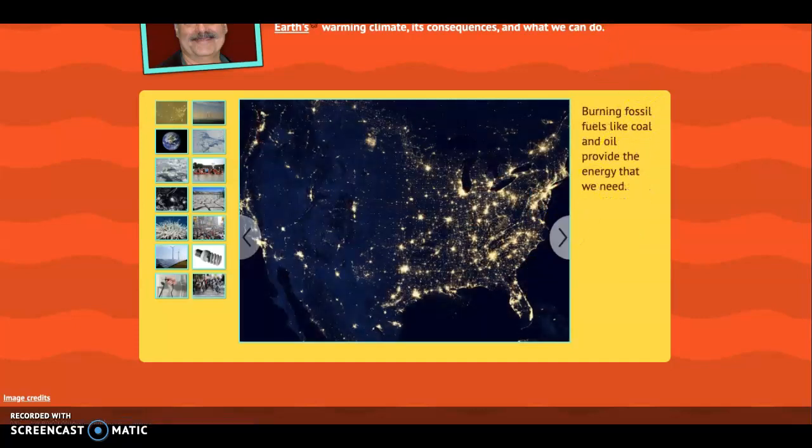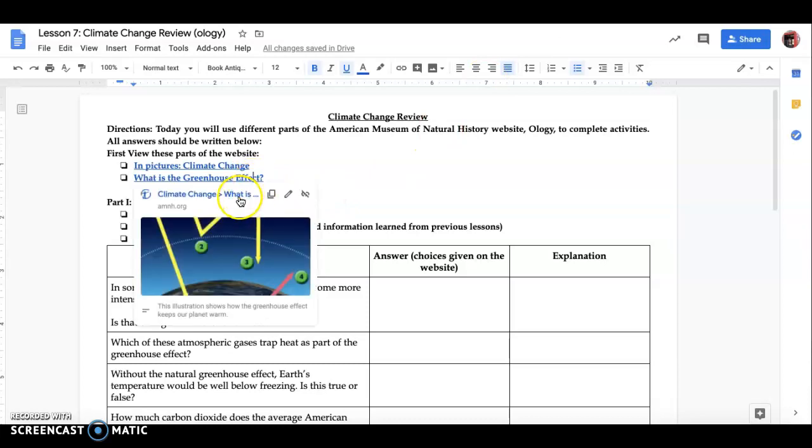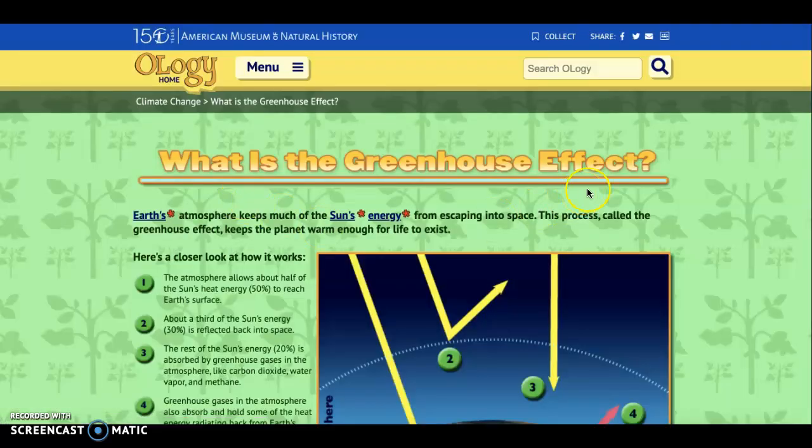So I'm going to now move into the second site, where we're going to review the greenhouse gas effect, and I'll show you what to do with your activities.